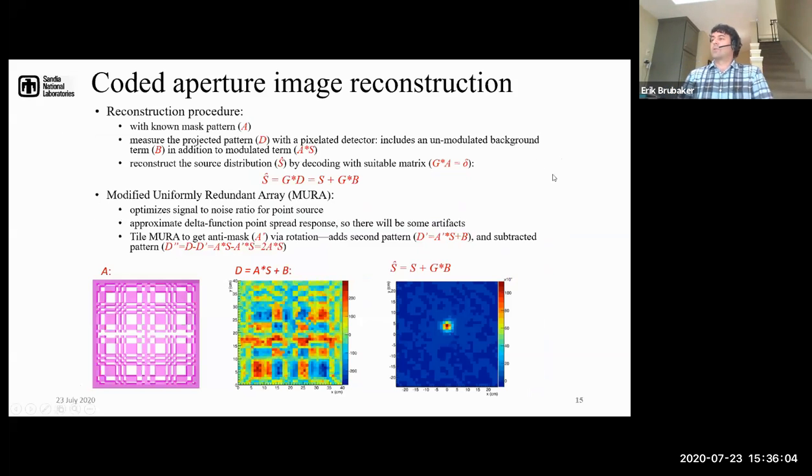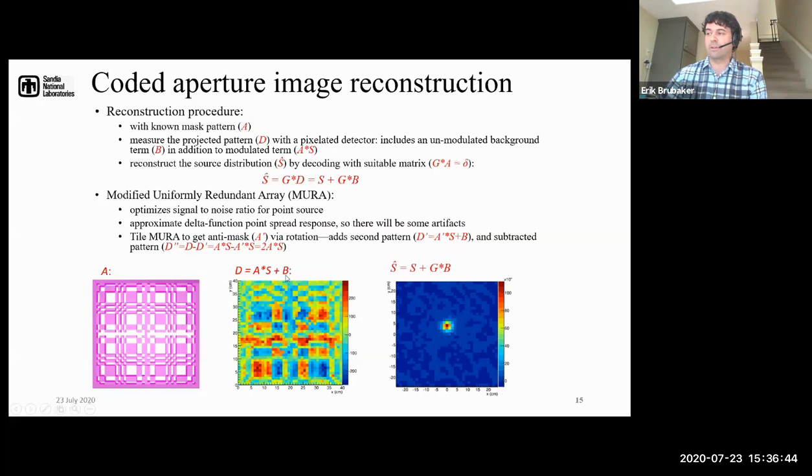All right, so a little more detail and math here on the image reconstruction. The idea is that we have this mask pattern, and we can represent that with a vector or a matrix A. We're going to acquire data where the data is going to be a product of the source, the scene S, modulated by this detector pattern A. So that's represented here by this operator. The A star S means the source distribution, the scene, has been modulated through that mask pattern A.